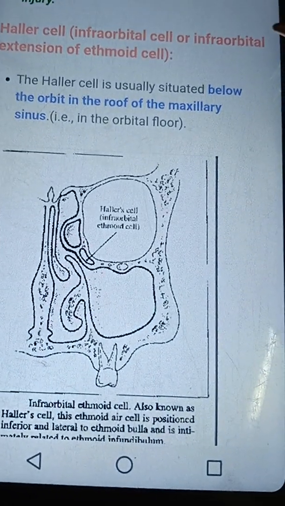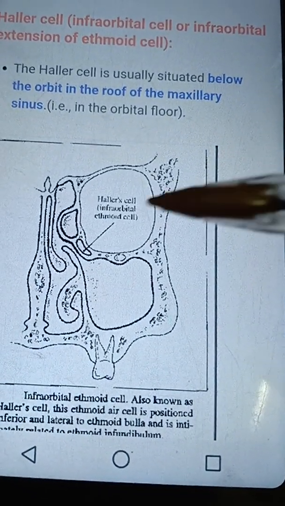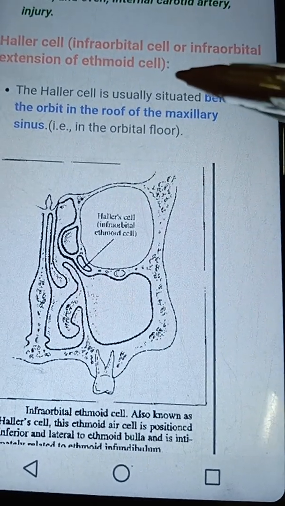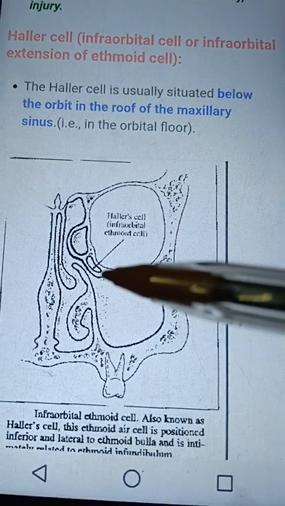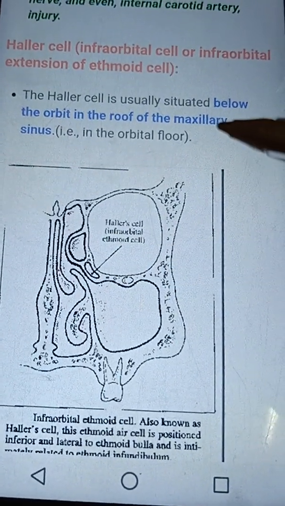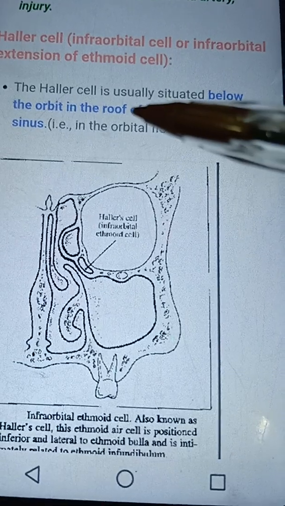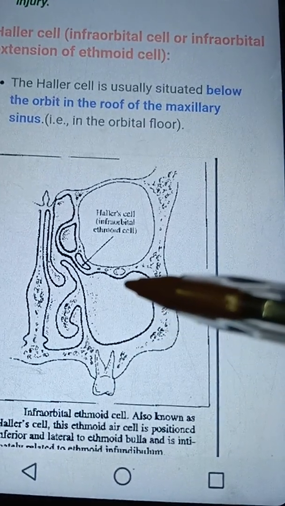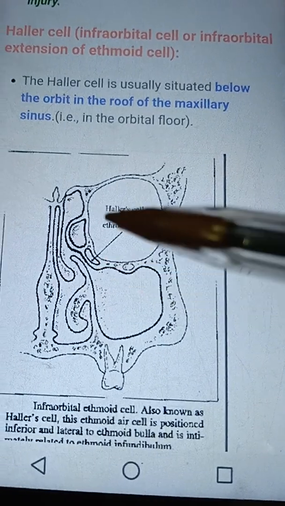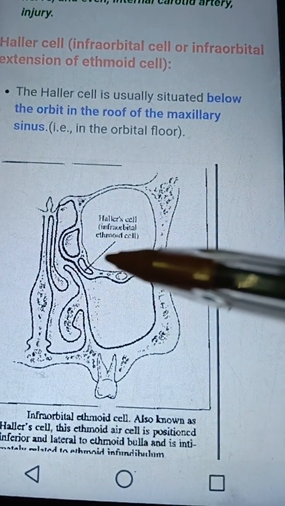Haller cell. The Haller cell is also called the infraorbital cell or the infraorbital extension of an ethmoidal cell. The Haller cell is usually situated below the orbit in the roof of the maxillary sinus, in the infraorbital area.